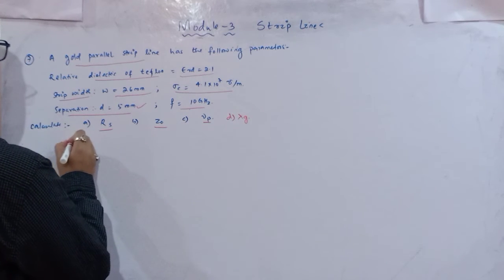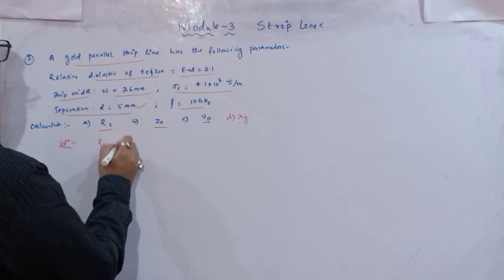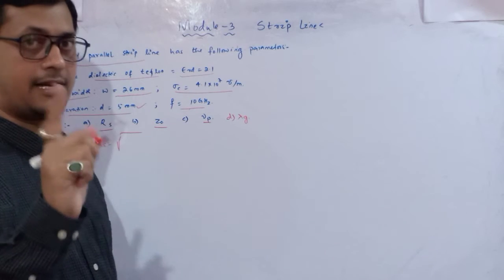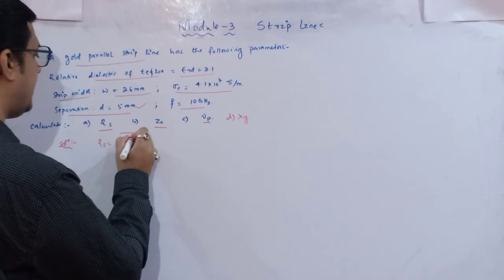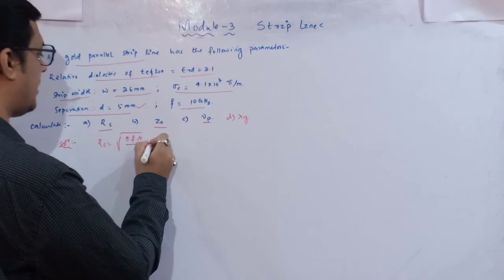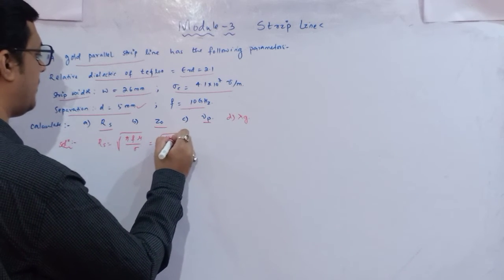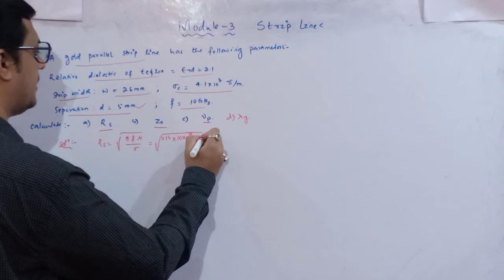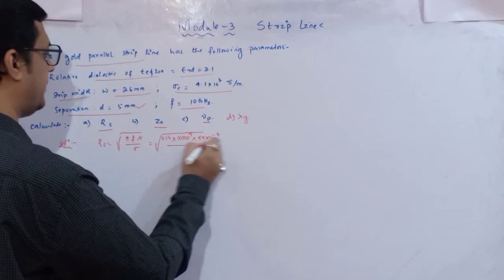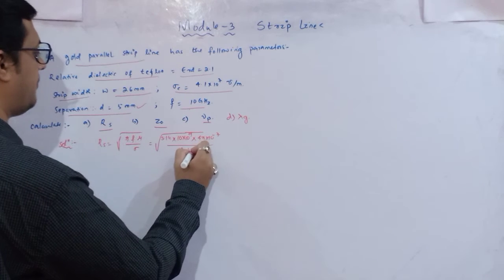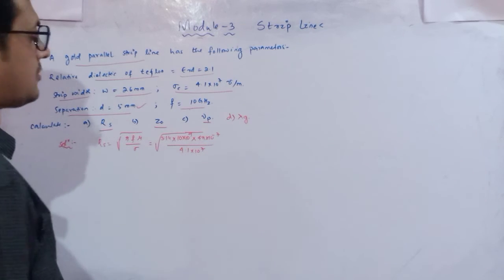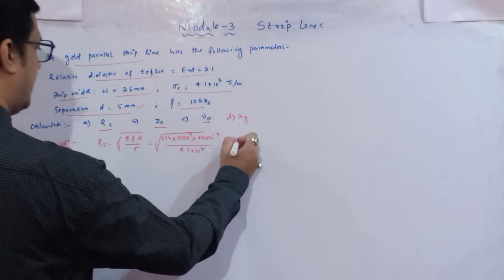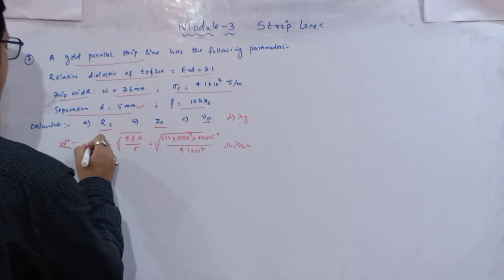So the first one is surface resistance. Surface resistance is identified for the conductor, not the dielectric. Remember that. So it is root of pi f mu divided by sigma. So pi is 3.14, f is 10 gigahertz, 10 into 10 to the power 9, and mu is 4 pi into 10 to the power minus 7, whole divided by sigma, 4.1 into 10 to the power 7. If you solve this, you will get your surface resistance in terms of ohm per square. Okay, this is the first one.